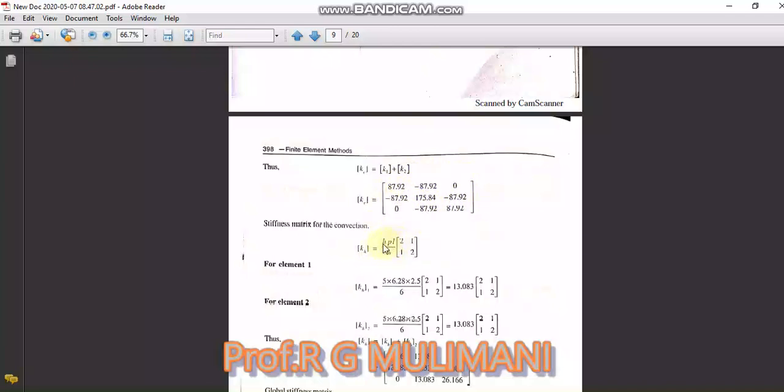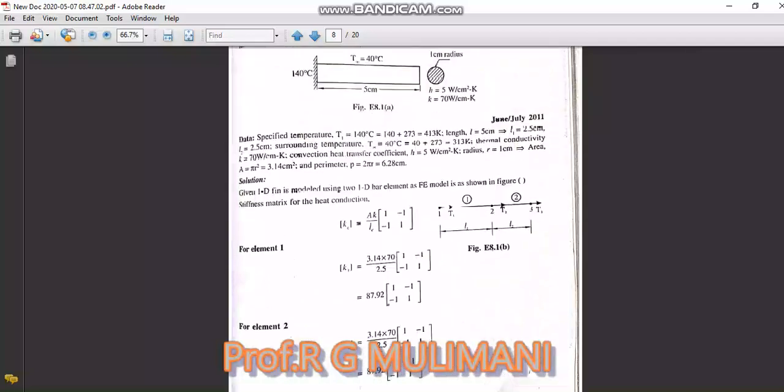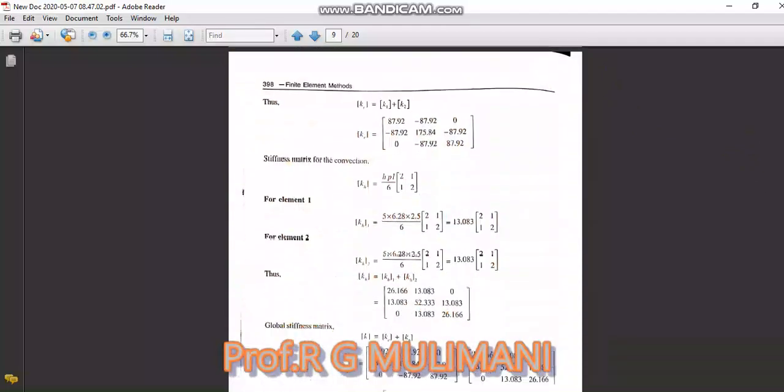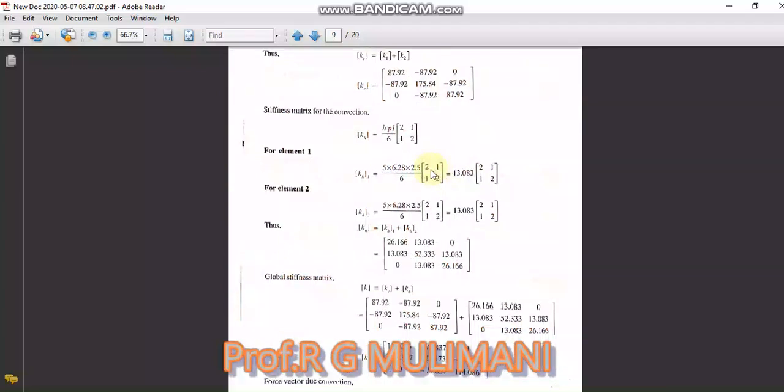Then you consider the convection matrix. We already derived it as HPL by 6 times [2 1; 1 2]. How to find the perimeter? We know the radius, so by using pi d or 2 pi r you can calculate the perimeter. So HPL by 6: H is 5, P is the perimeter, and L is 2.5 centimeters for each element. Here also you will get the same terms in both matrices, as we have the same H value, same perimeter, and same length.